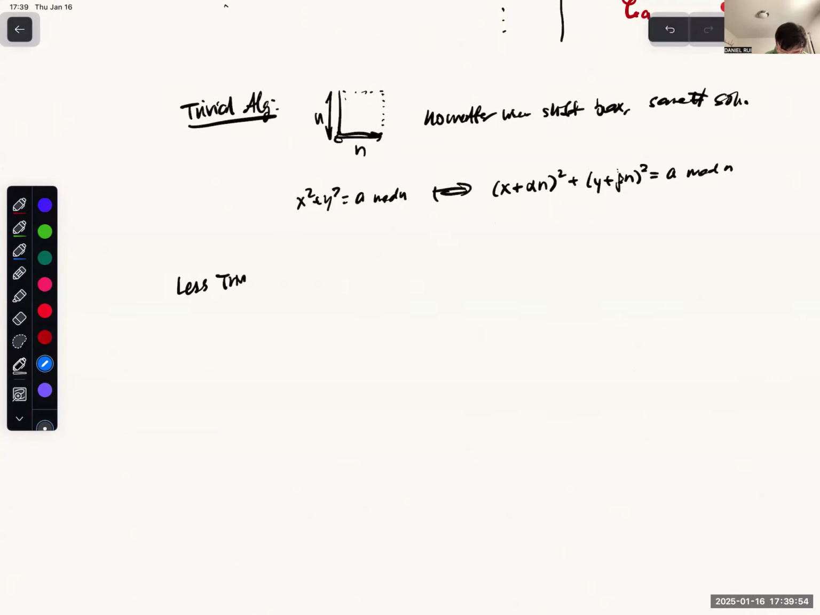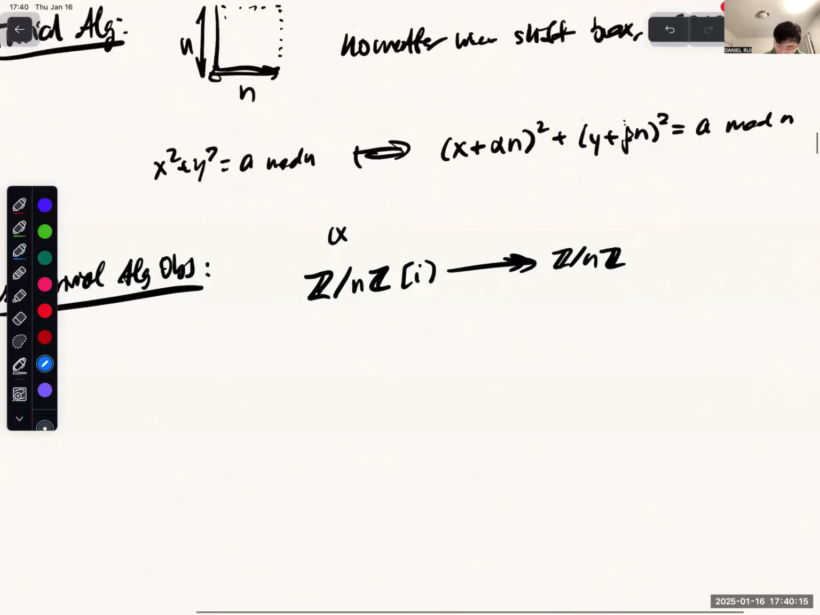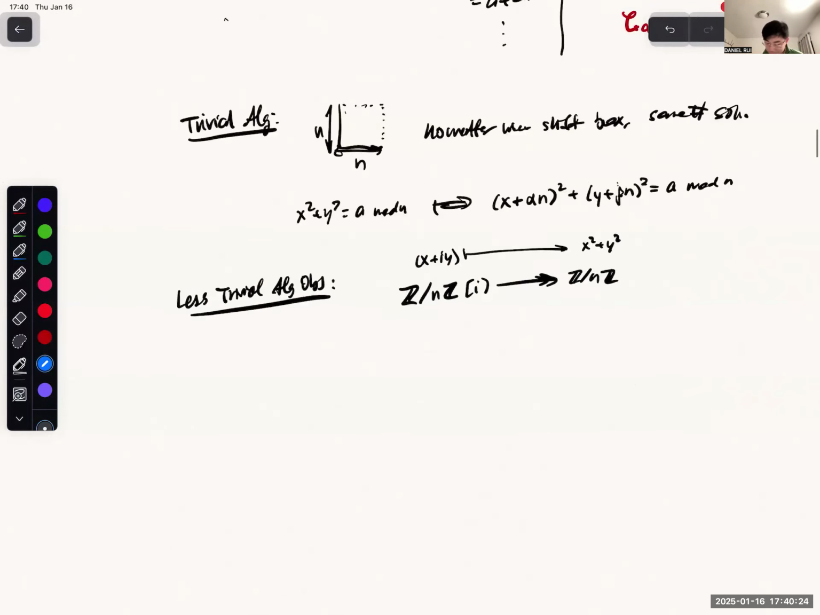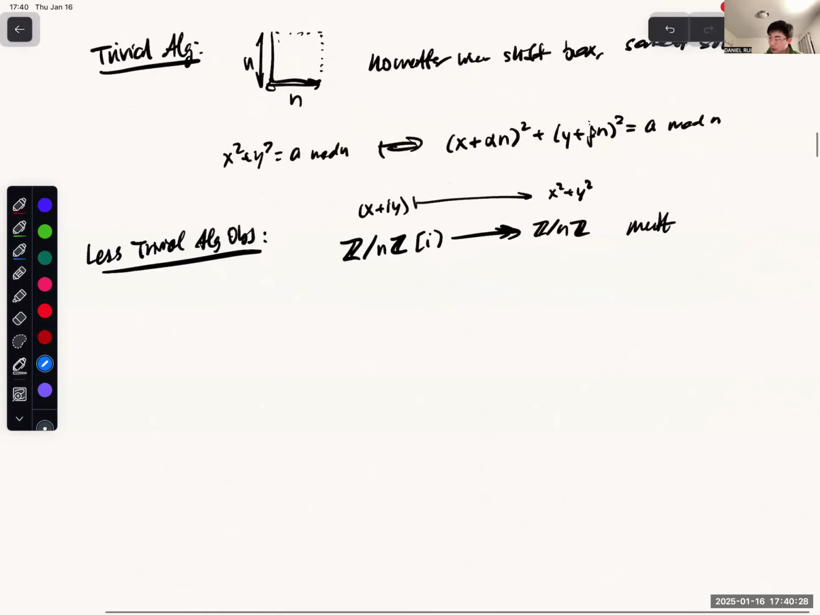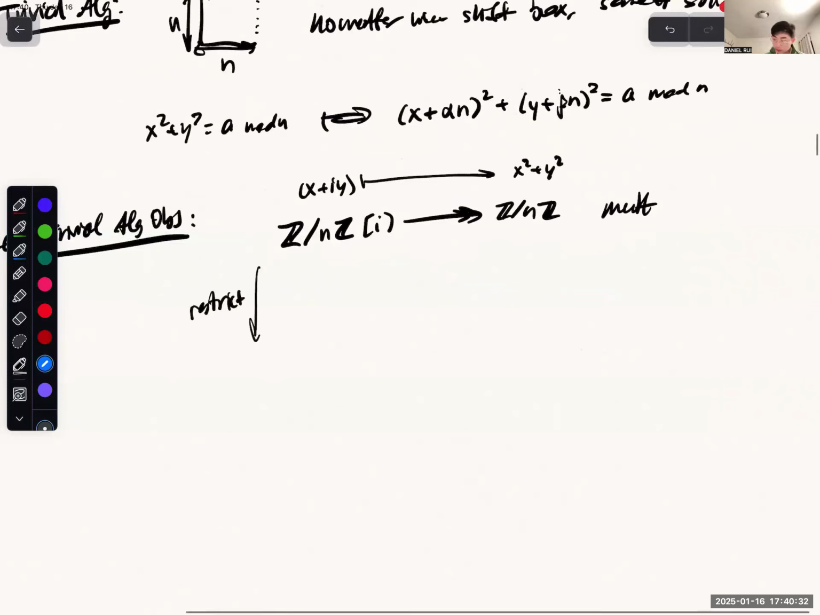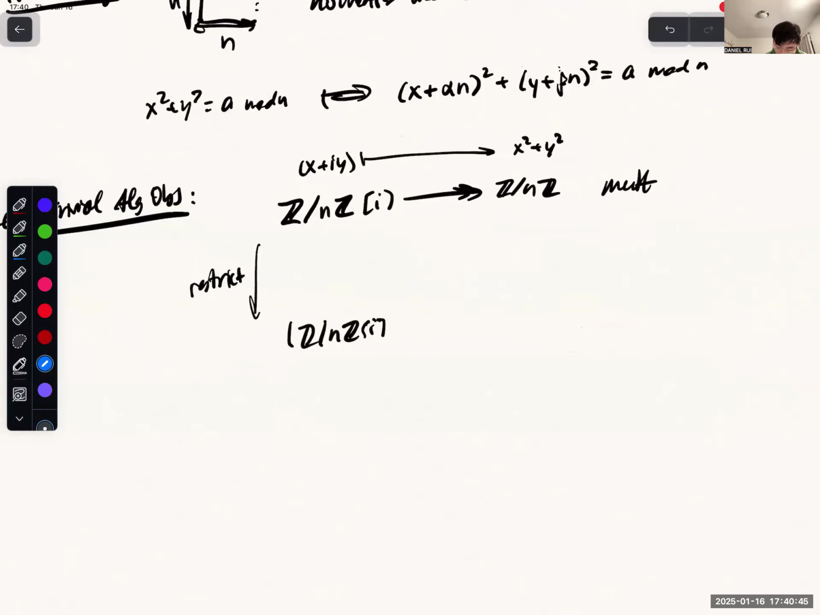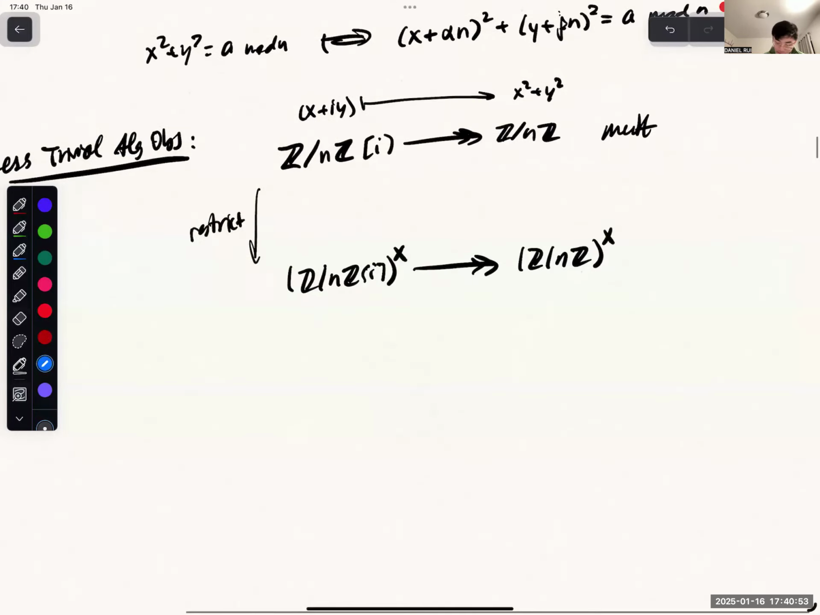Now, a less trivial algebraic observation. Recall the multiplicative norm map from before, that I called the length. So this maps x plus iy to x squared plus y squared, and here it's done mod n. This is the multiplicative map from before. I can now restrict to the group of units. Instead of everybody, I just want to restrict to those who have a multiplicative inverse. That's denoted Z mod nZ[i] star or cross, and that will map also to the group of units. And now this becomes a group homomorphism.